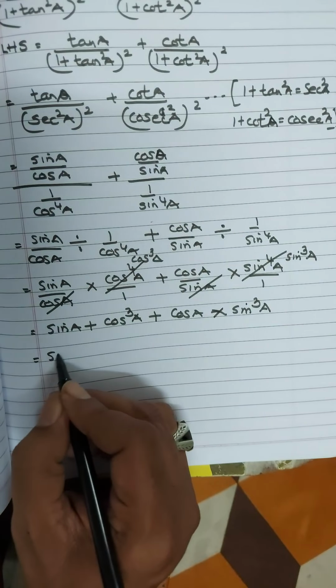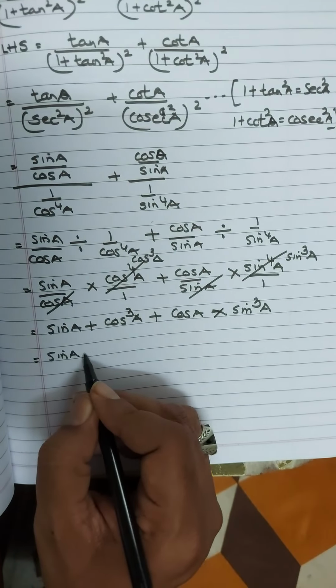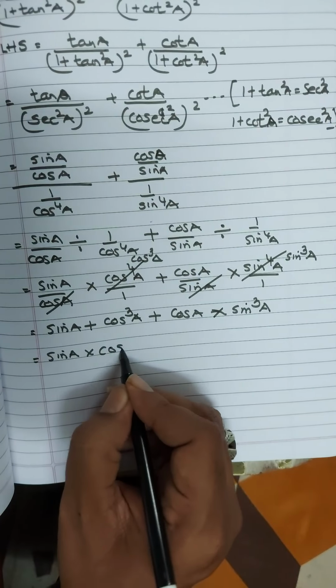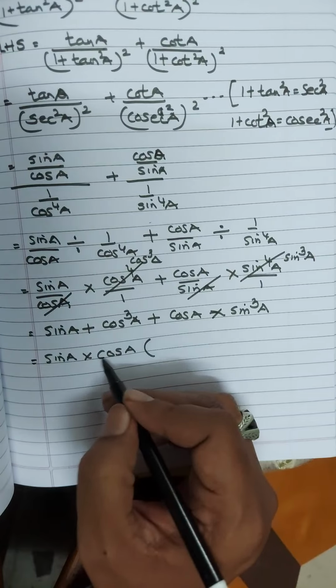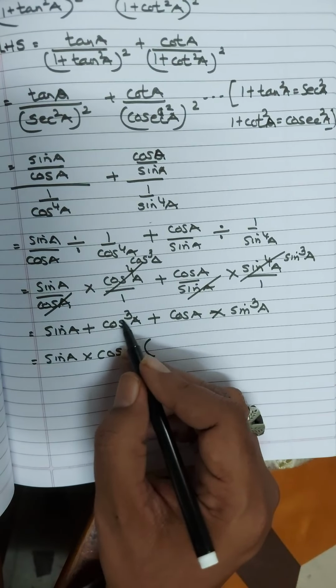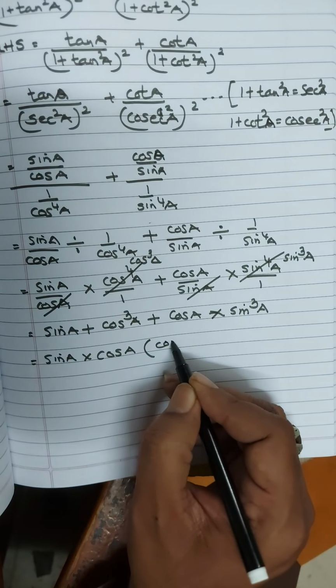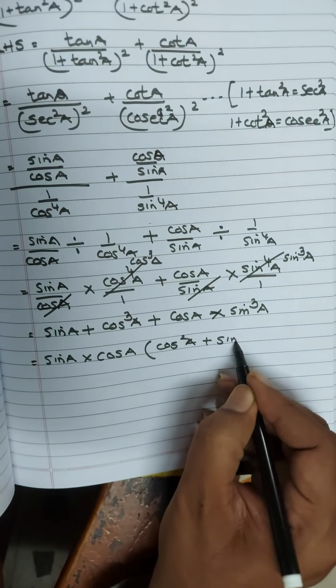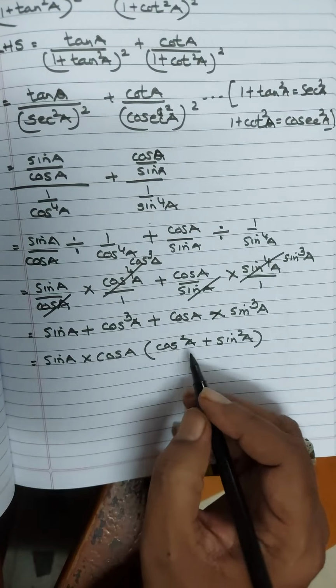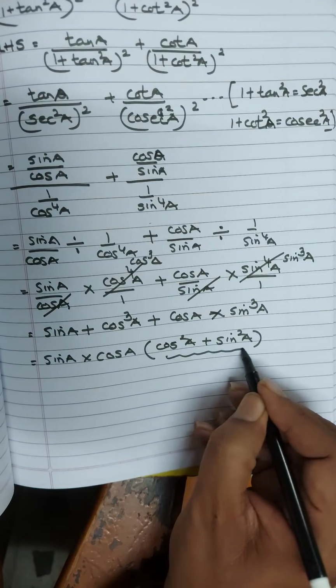So we need to take sin A and multiply by cos A as a common factor, and into the bracket we need to write the power, because 1 we already taken, so this becomes square. So it is cos square A plus sin square A. Now this we need to convert into the identity.